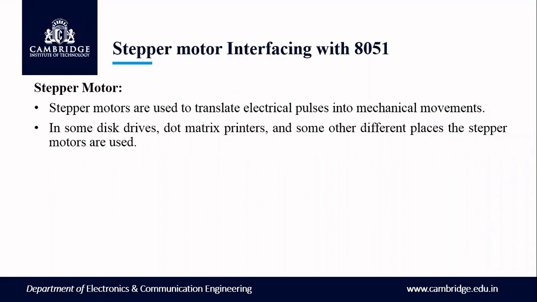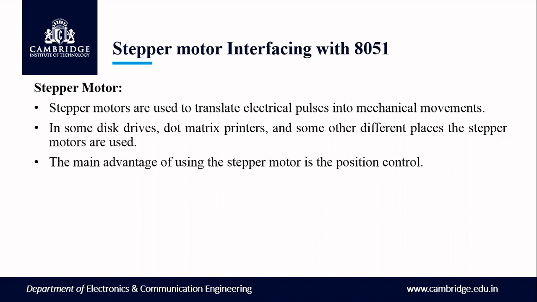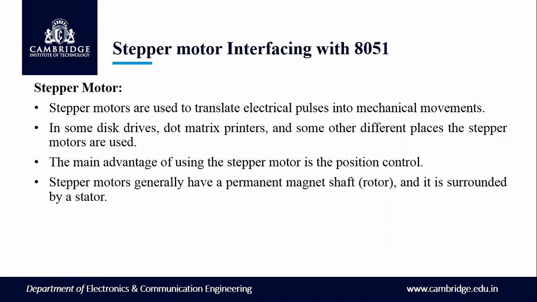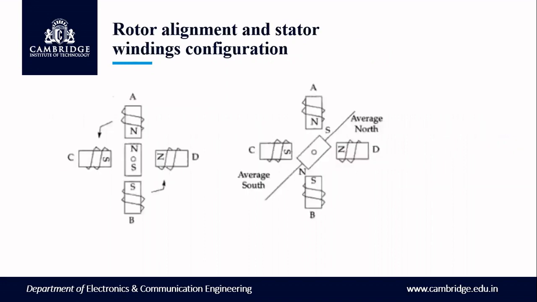Movements. In some disk drives, dot matrix printers, and some other places, stepper motors are used. The main advantage of using the stepper motor is position control. Stepper motors generally have a permanent magnet shaft, surrounded by a stator. In this picture, you can understand the internal structure of your stepper motor.